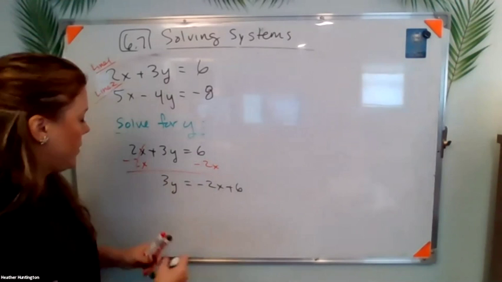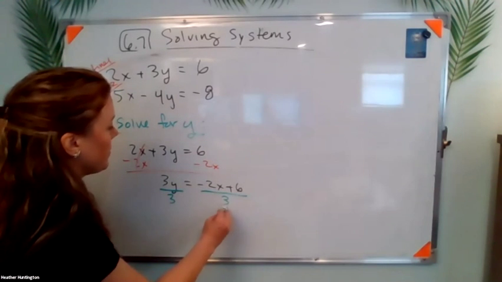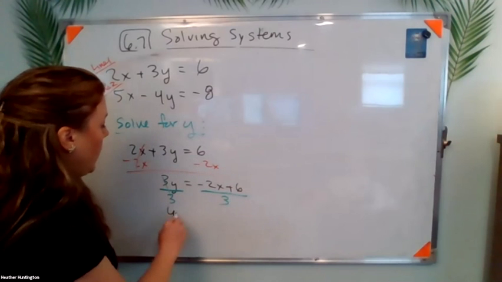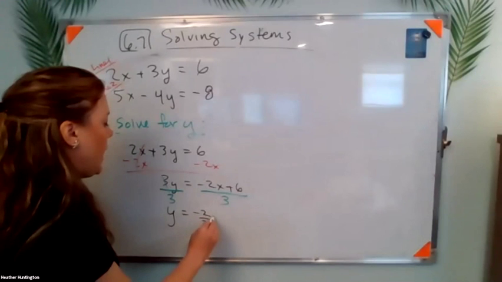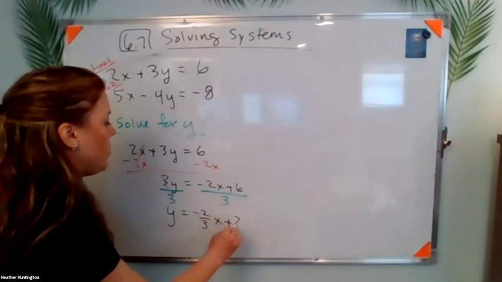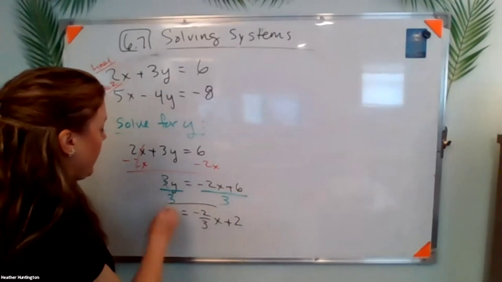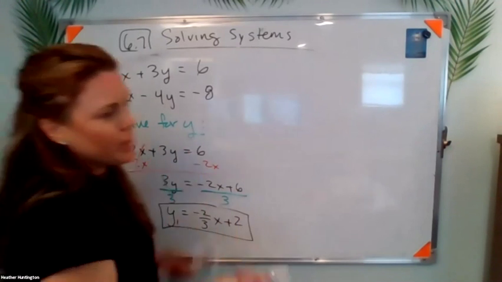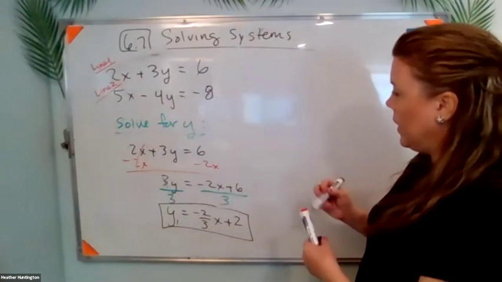Okay. Next, we have to divide both sides by 3. And so we get y equals negative 2/3 x plus 2, right? Because 6 divided by 3 is 2. So this would be our y1. It's line 1. It could be line 2. It doesn't matter. We'll just call it line 1.